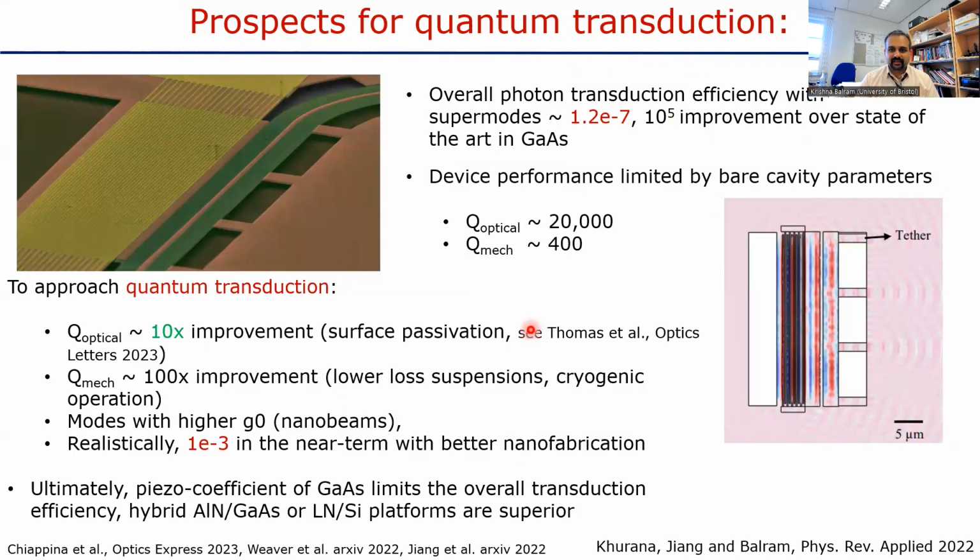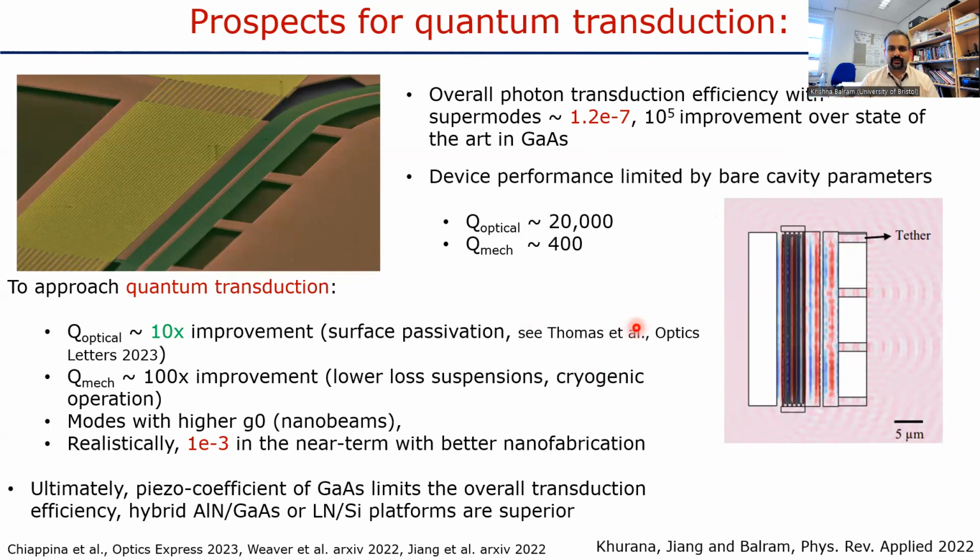So where are we currently with these kinds of ideas in terms of transduction efficiency, and what are some of the key limitations? In the first generation results that we reported in this paper, transduction efficiency is on the order of 10 to the minus 7. This is photon transduction, so number of microwave photons in to number of optical photons out. Now, this number might sound quite small, but I just want to point out that this is 10 to the 5 times better than what existed in gallium arsenide before.